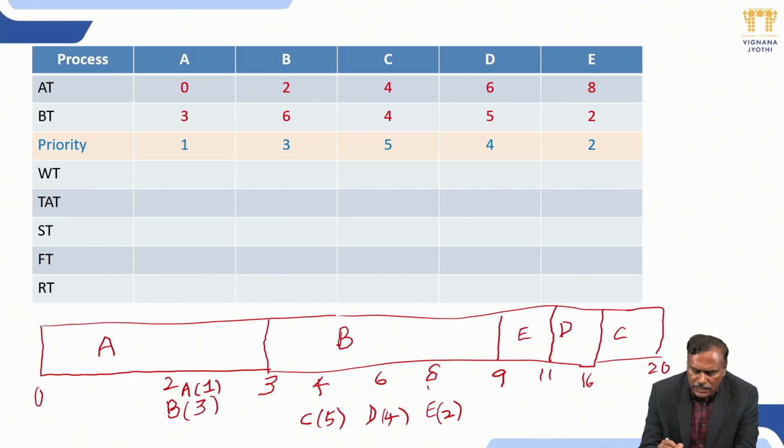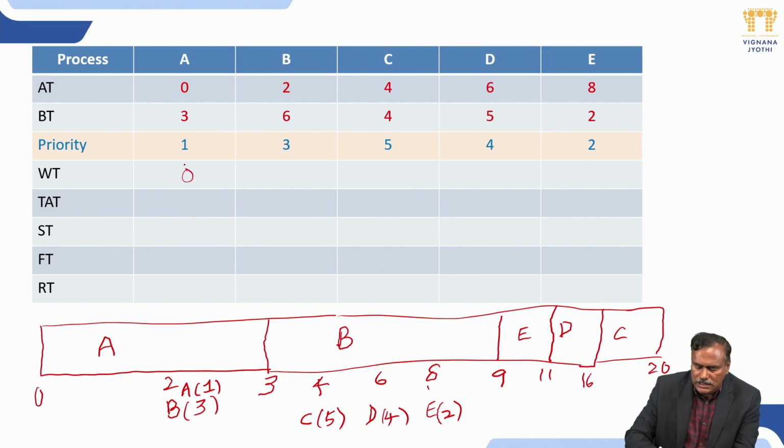So coming to the waiting time, what is the waiting time of each process? Process A has entered at 0, started at 0 only, service time is 3, completed at 3. So the waiting time of process A is 0.